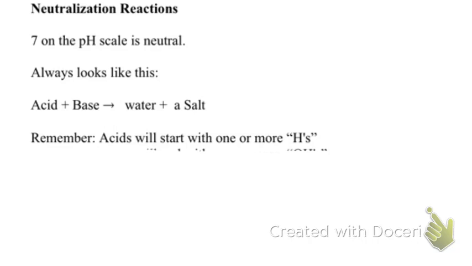Remember that acids will start with one or more H's, and bases will end with one or more OH's. H at the beginning means it's an acid, OH at the end means it's a base, and you could have 1, 2, or 3 H's, 1, 2, or 3 OH's.